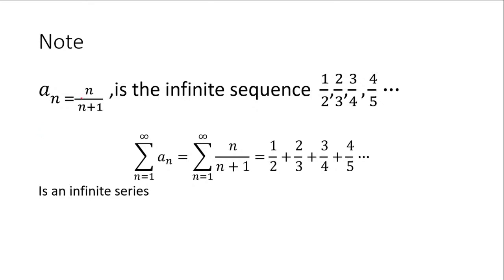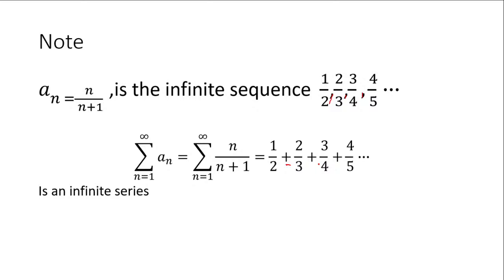The sum n over n plus 1 is the infinite series of this. As I told you, there is a difference between a series and a sequence. A sequence has commas in between, but with a series it has plus signs, because you are summing them up. So please, you should know that.